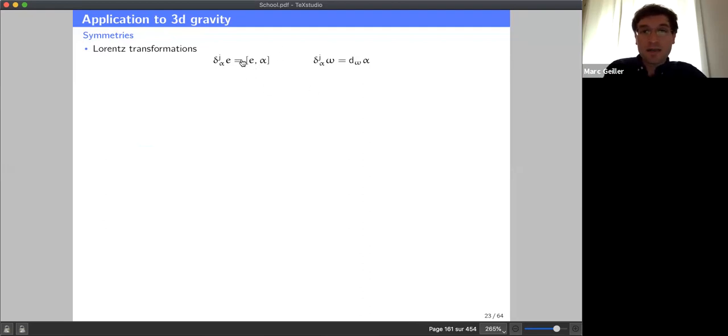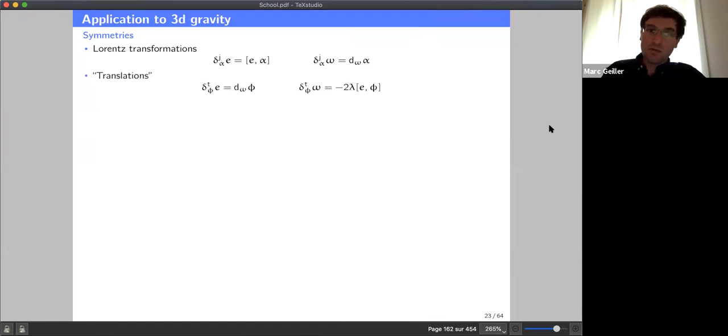And with this compact index-free notation, a Lorentz transformation on E is just a commutator, the rotation of E by the Lie algebra element alpha. And a Lorentz transformation acting on omega is just a covariant derivative. This transformation of omega is like that of a non-abelian gauge field in Yang-Mills theory.